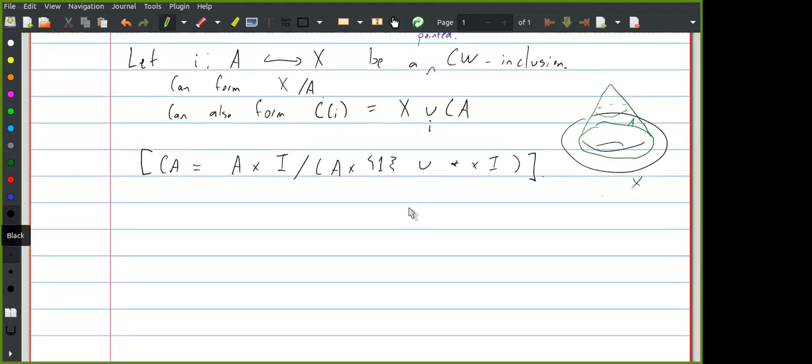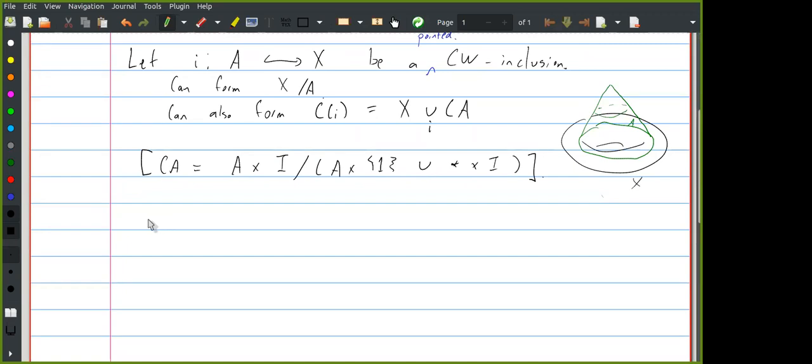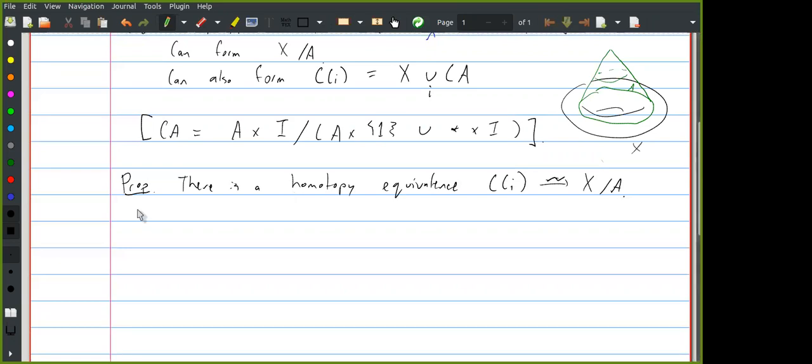Okay. Now in this situation, these two constructions are homotopy equivalent to each other. So there is a homotopy equivalence between the mapping cone and the actual quotient. There are a few different ways that we can prove this. One way that we can do it is we can notice that inclusions of CW complexes have a special property. They're what's called neighborhood deformation retracts.